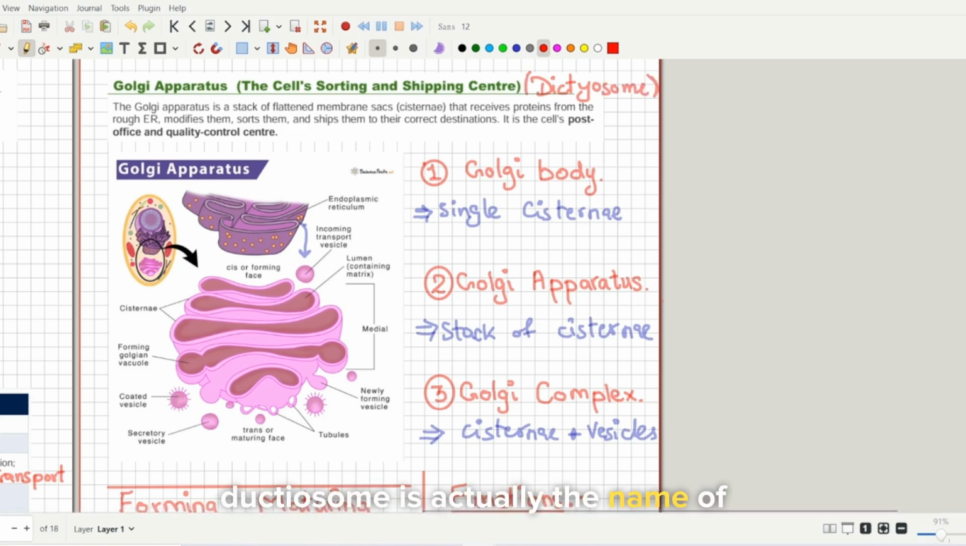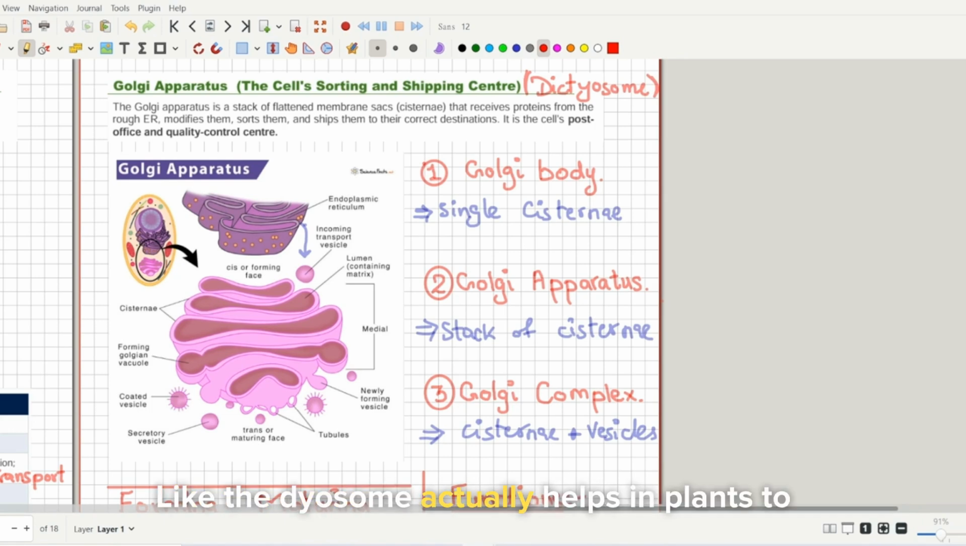Dictyosome is actually the name of Golgi apparatus in plants. Dictyosome helps plants to form the cell wall. As you know, in plant cells we don't have invagination of the cell membrane. When cell division occurs in animals, the cell membrane invaginates inward, while in plant cells invagination does not occur. A Fragmoplast forms in the center, and then the two cells are divided.